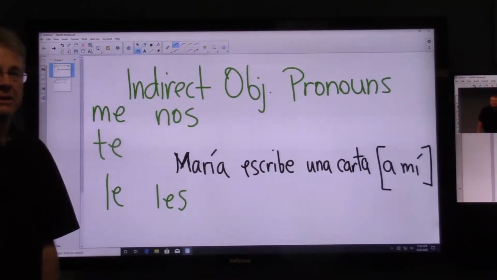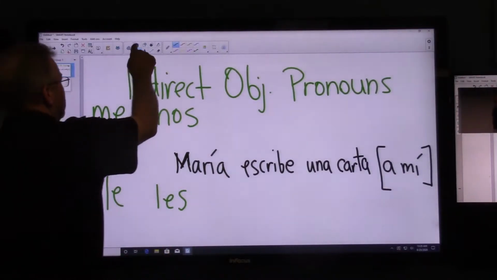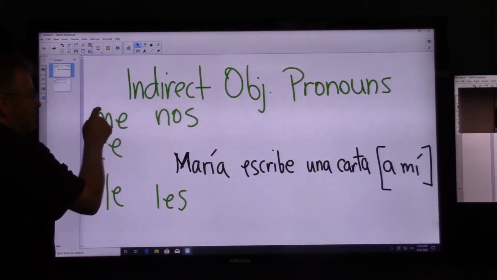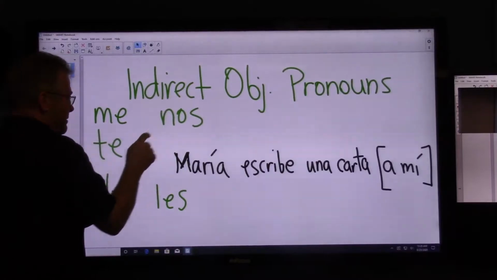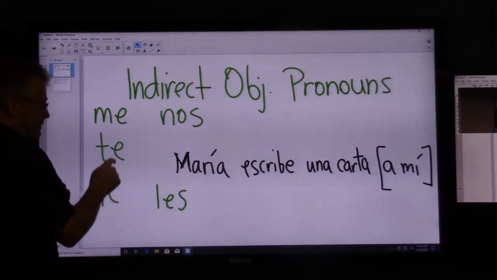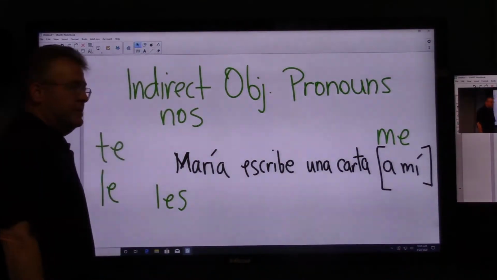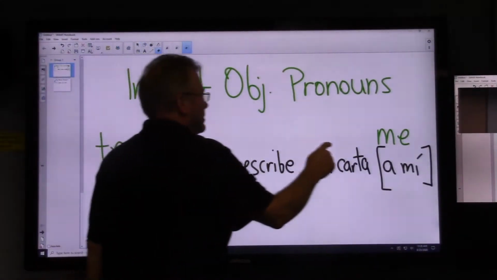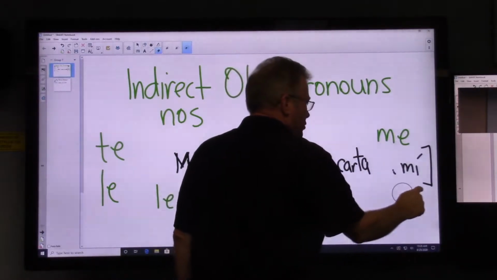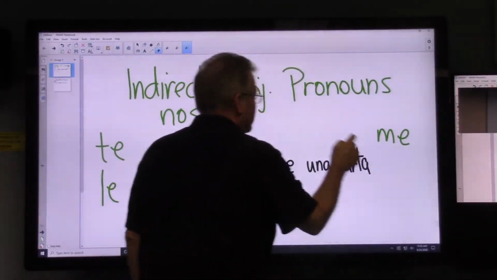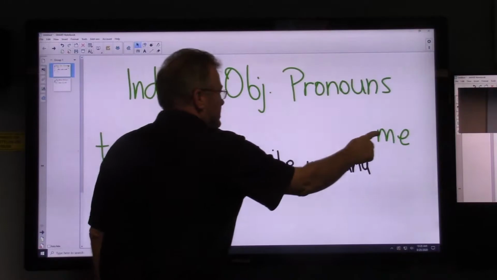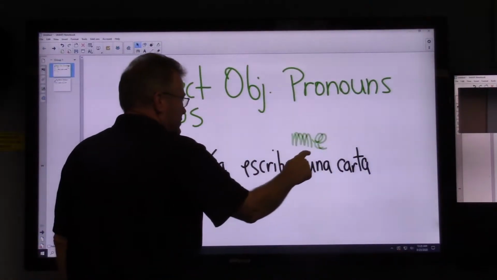To whom is she writing a letter? To me, right? Do you see an indirect object pronoun up here anywhere that I could use in place of me? Yeah, right here, me. Me is me. She writes a letter to me. Well, I can use me as my indirect object pronoun. Okay? Now the question is, where does the me go? Where does it go in my sentence?